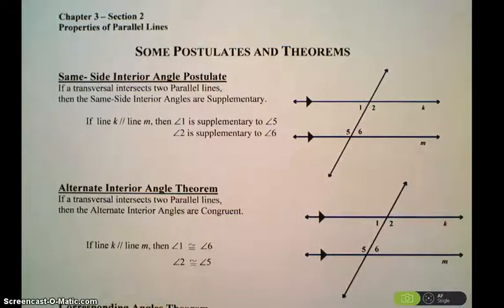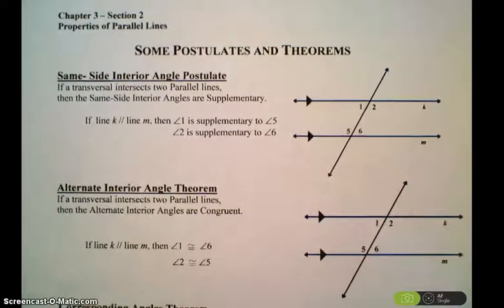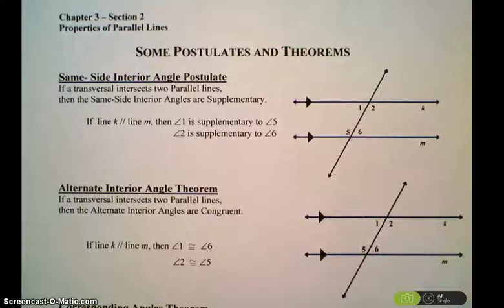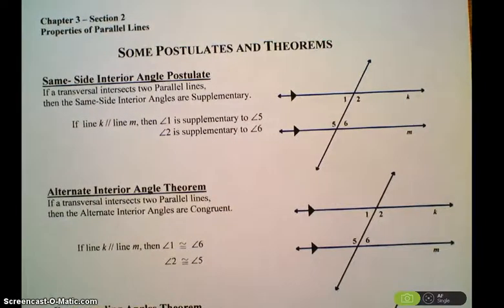Welcome to Chapter 3, Section 2. We're looking at properties of parallel lines. These postulates and theorems are going to be very, very important to you. They involve the special angles, and what they also involve, though, is what happens when the lines are parallel and they're crossed by a transversal.